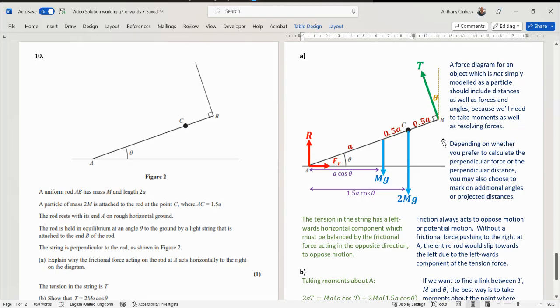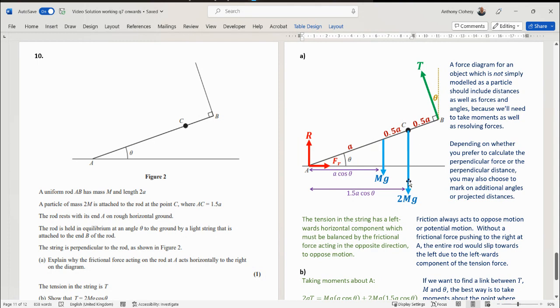There's a couple of other things I've added to my diagram. I've included this angle here. It might come in useful later on, because even though the force of T is perpendicular to the rod, which is very helpful for taking moments because we care about the perpendicular force, theta might be useful if we decide to resolve forces vertically later on. We'll know exactly how much of the tension is pulling directly upwards by using T times cos theta.